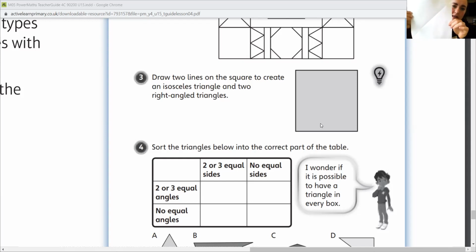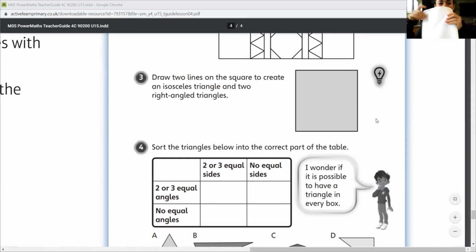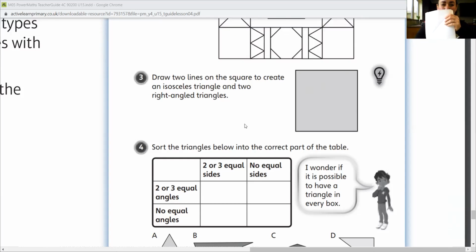And what I can do with that square piece of paper now, before I draw all over this, is start to fold it in different ways to see if I can create an isosceles triangle and 2 right-angled triangles. So I just need 2 lines, which means when I'm using my piece of paper, I need to put 2 folds in. So I'm going to ignore this line here because I've already put 1 in.